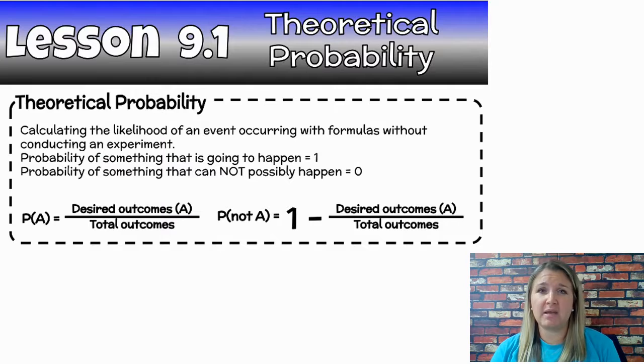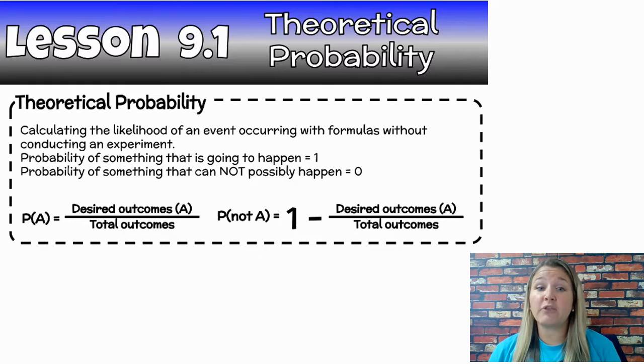Probability is something you've probably seen back in seventh grade, when you were introduced to it. But we're going to look at this a little bit differently and apply some geometric pieces to it. But first, we're just going to look at the very basic introductory piece of probability, theoretical probability. Theoretical probability is just calculating the likelihood that something is going to happen.